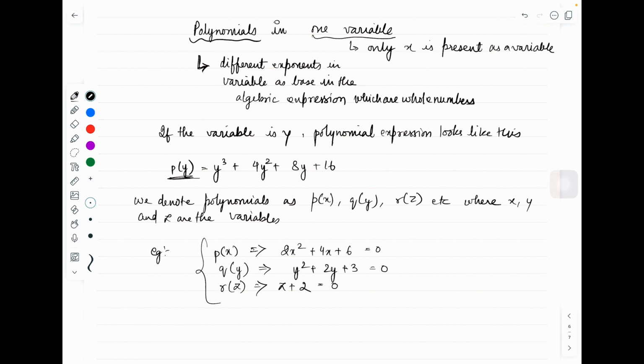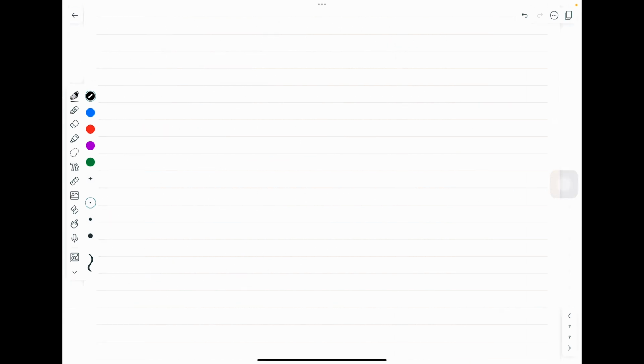P(x), this expression is unique to P(x). If you write P(y), instead of x you have to write y only, but this equation will remain the same. Understood? So polynomials are denoted as such. Now polynomials have two parts actually. A polynomial has two parts.